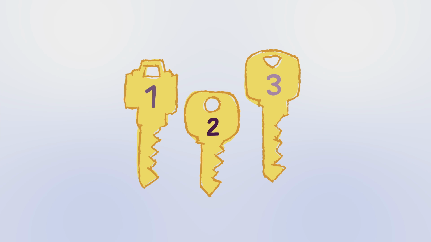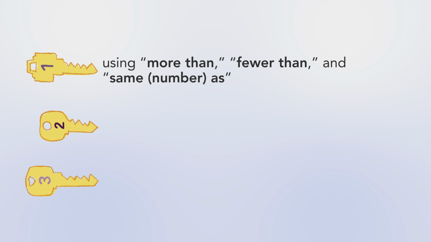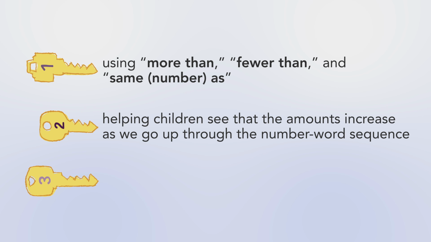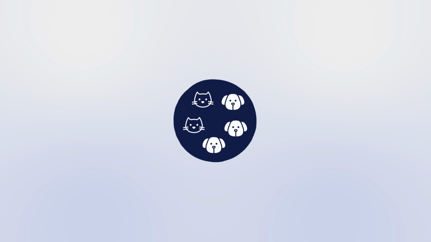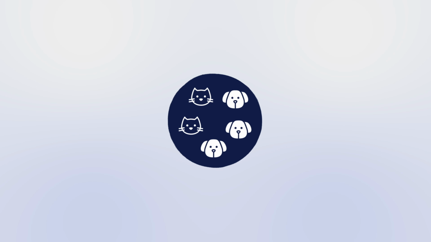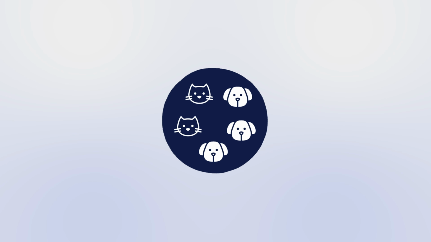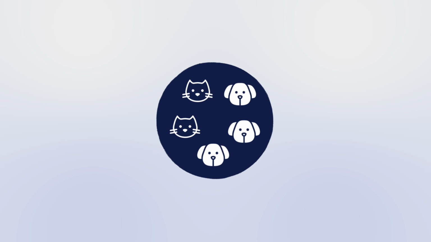These 3 key instructional practices, using more than, fewer than, and same number as, helping children see that the amounts increase as we go up through the number word sequence, and showing them how counting can be used to precisely compare 2 sets of different sizes, help create the foundations of a useful mental number list. In the next video, we explore practices that help children make that list even more flexible and precise, so they can use it to help them think mathematically.